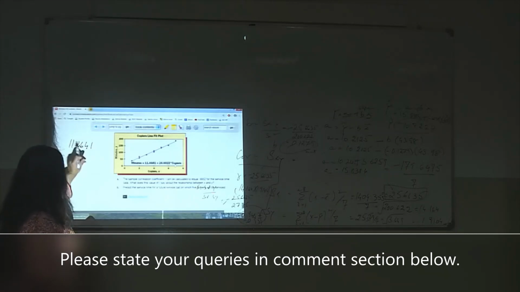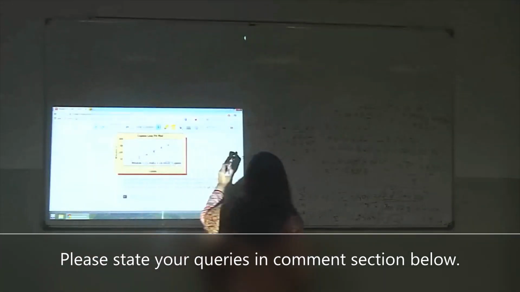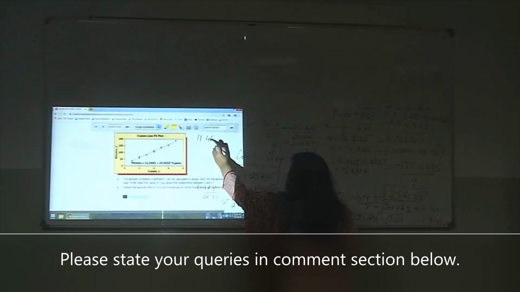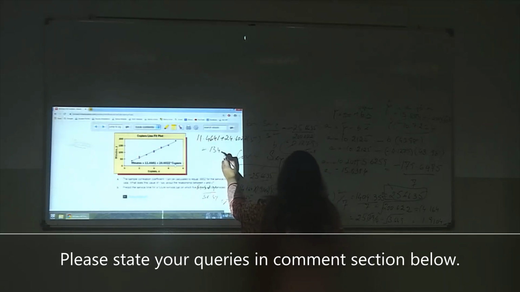11.4641 plus, well, let me just do this on the other side. 11.4641 plus 24.6022 into 5, because it asks us for 5 copiers. You will simply solve this value, and this comes to about 24.6022 into 5 plus 11.464, which is 124.475.